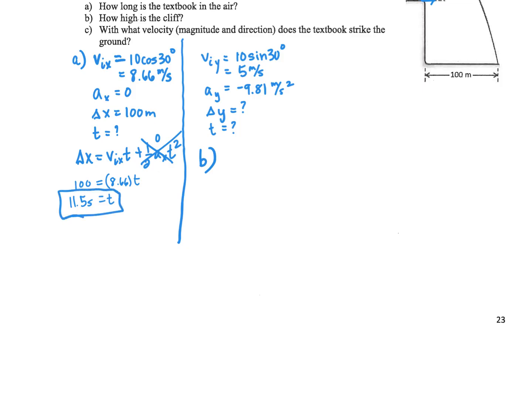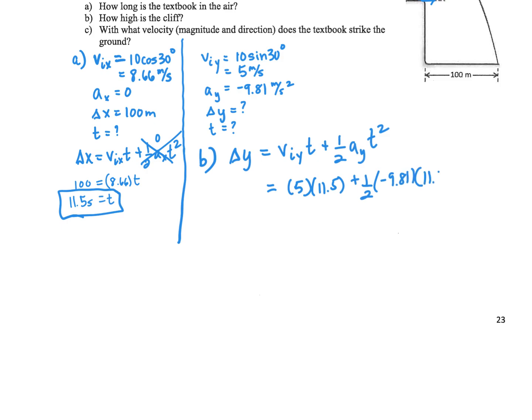So for part B, we're going to do delta Y equals v initial in the Y direction times t plus 1/2 a sub y t squared. We know that that is not 0 this time, is it? So we got to plug in. This is what, 5 times 11.5 plus 1/2 negative 9.81 times 11.5 squared.